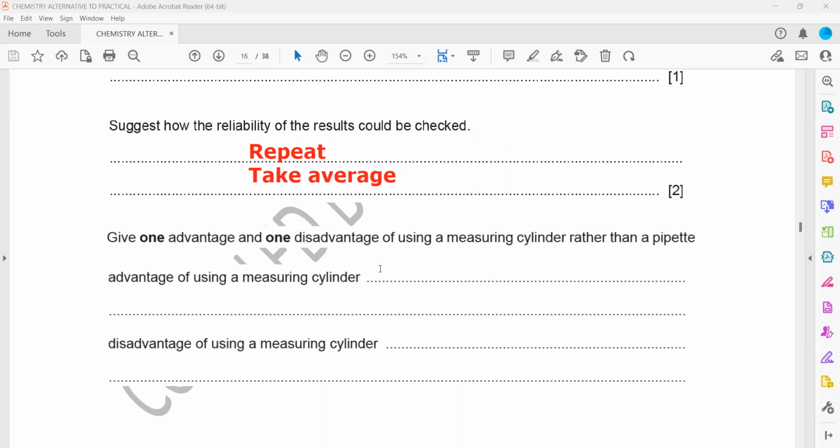Advantage of using a measuring cylinder. How will a measuring cylinder be an advantage? It will be fast or quick to transfer. And how will this be a disadvantage?